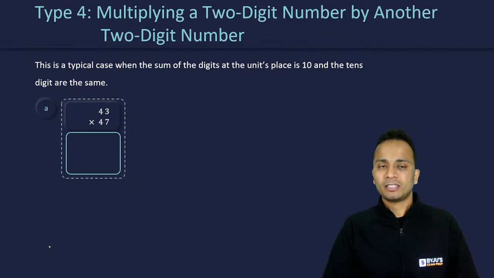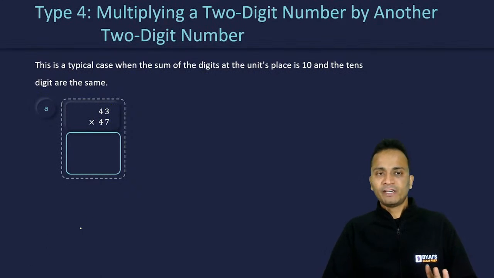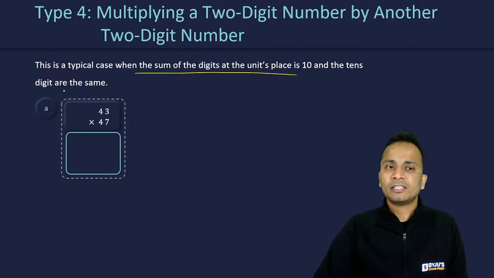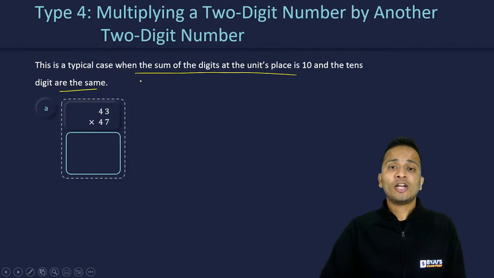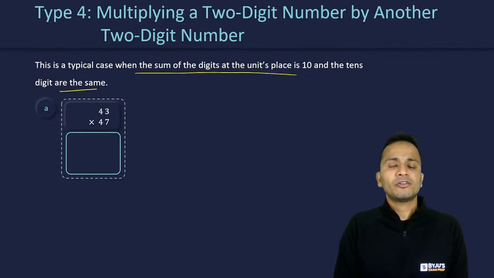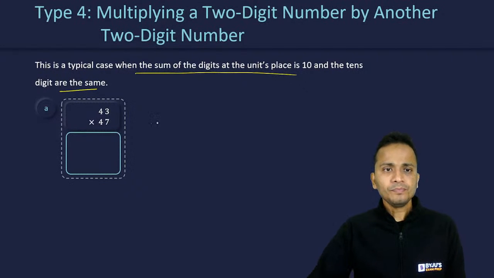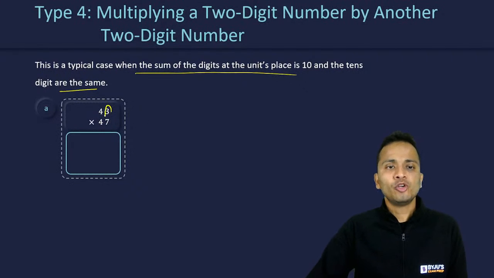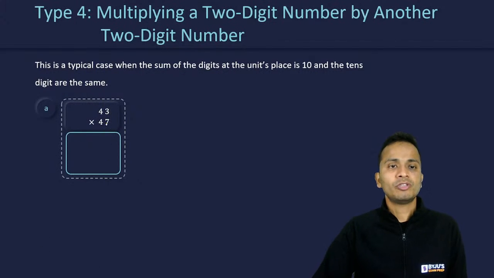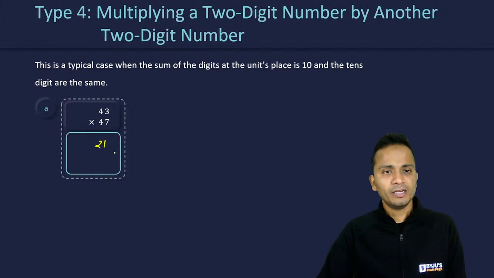ये वाला method apply कर सकते हैं. So method क्या है फटाफट देखते हैं. This is the first thing that you need to check before applying this method. The digits at units place add up to 10, and the digits at tens place are equal. So multiply the digits at units place. So 3 multiply by 7, इन दोनों को multiply कर दो. So 3 into 7, 21, write 21 as it is.